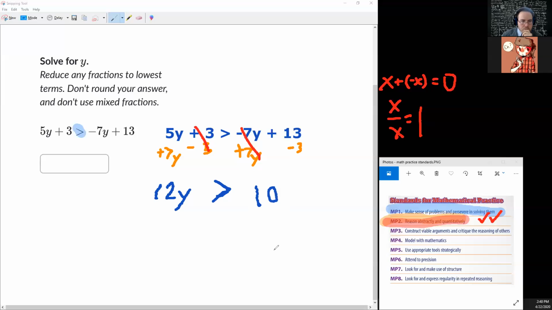Okay. So 5y and 7y is 12y. 13 minus 3 is 10. Okay. So then the next thing to do to get y by itself is just to divide both sides by 12.